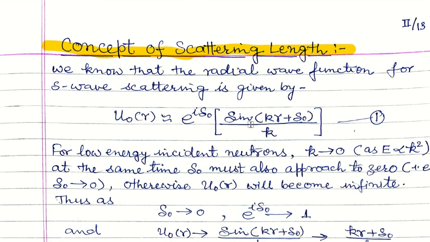As we know, for low energy incident neutrons, k tends to 0 because k squared is proportional to E, the energy of the incident neutron. So when k tends to 0, let us see this expression. When k tends to 0, the wave function will become infinite.